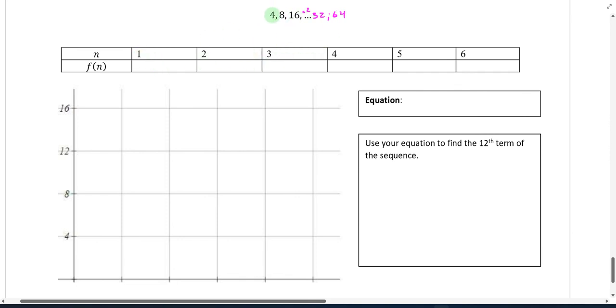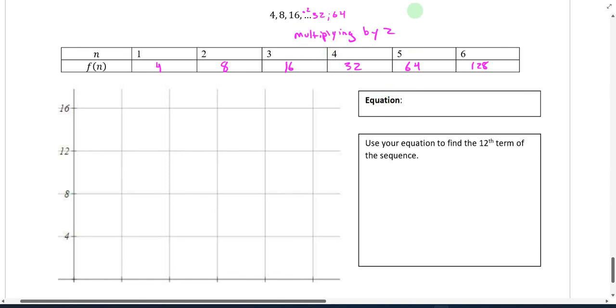Now, the first term, 4, right? We can see that. The second term is going to be 8. The third term is 16. And the fourth term, we found that one already, was 32. The fifth term will be 64. And if we continue it one more time, 64 times 2 is going to be 128. Okay, so remember, this one is multiplying by 2. Multiplying. It's not adding. It's not subtracting. It's multiplying. Okay, so that's different.